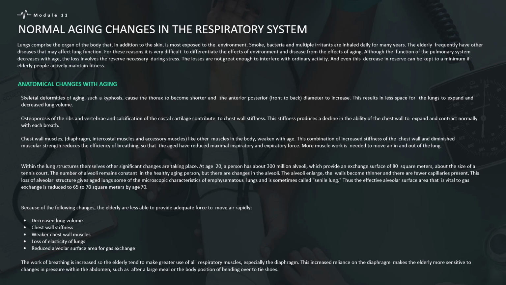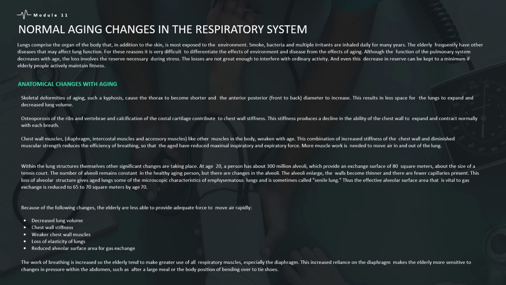Osteoporosis of the ribs and vertebrae and calcification of the costal cartilage contribute to chest wall stiffness. This stiffness produces a decline in the ability of the chest wall to expand and contract normally with each breath. Chest wall muscles, such as the diaphragm, intercostal muscles, and accessory muscles, like other muscles in the body, weaken with age. This combination of increased stiffness of the chest wall and diminished muscular strength reduces the efficiency of breathing, so that the aged have reduced maximal inspiratory and expiratory force.